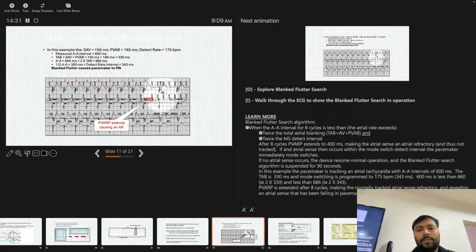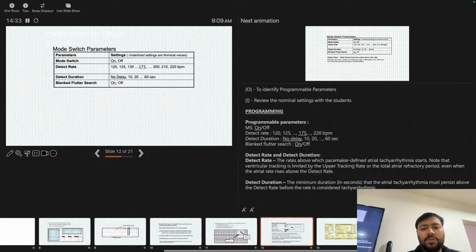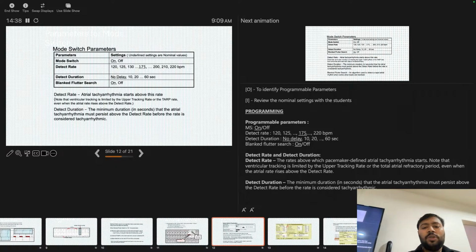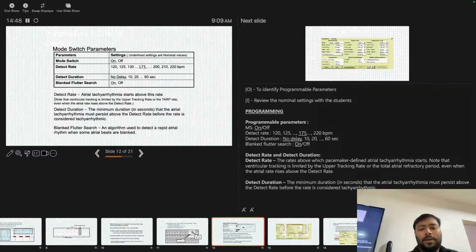So these are the two features of Medtronic: mode switch and blanked flutter search. These are our nominal parameters. Mode switch will be nominally turned on. The detection rate will be nominally 175 beats per minute. The detection duration we can program here, I mean, how long you need to wait to detect. And blanked flutter search will nominally be turned on. We can turn it off if we don't require it.